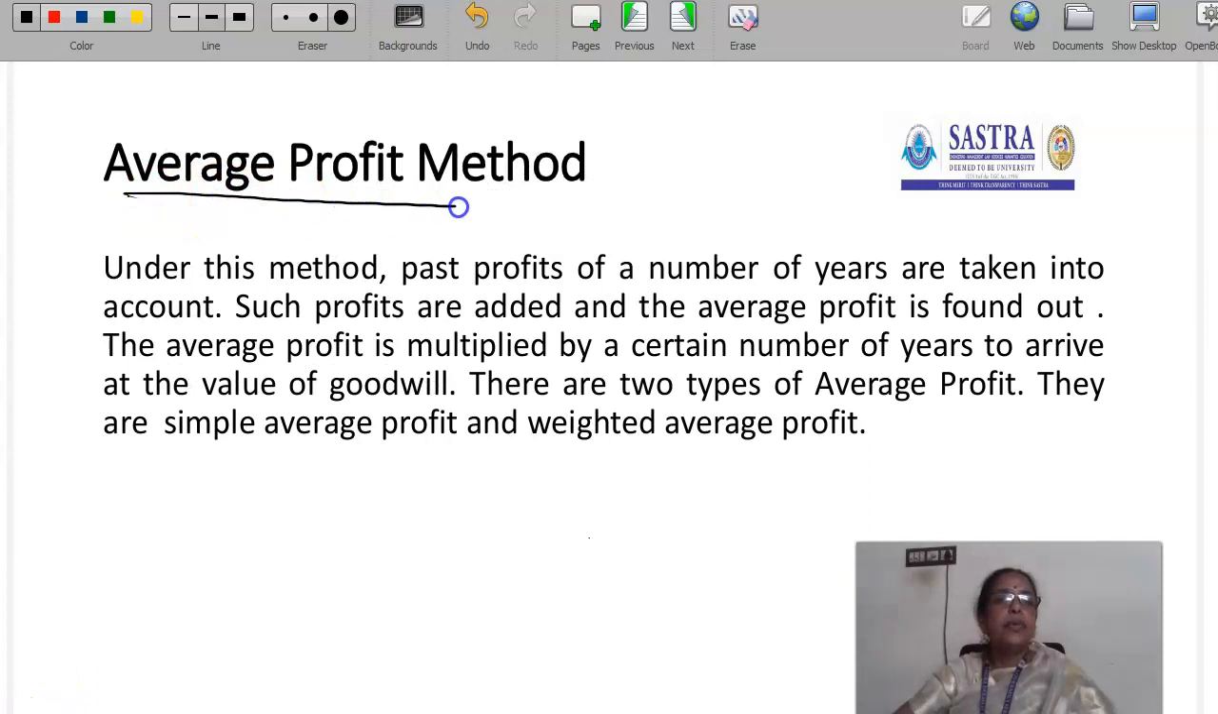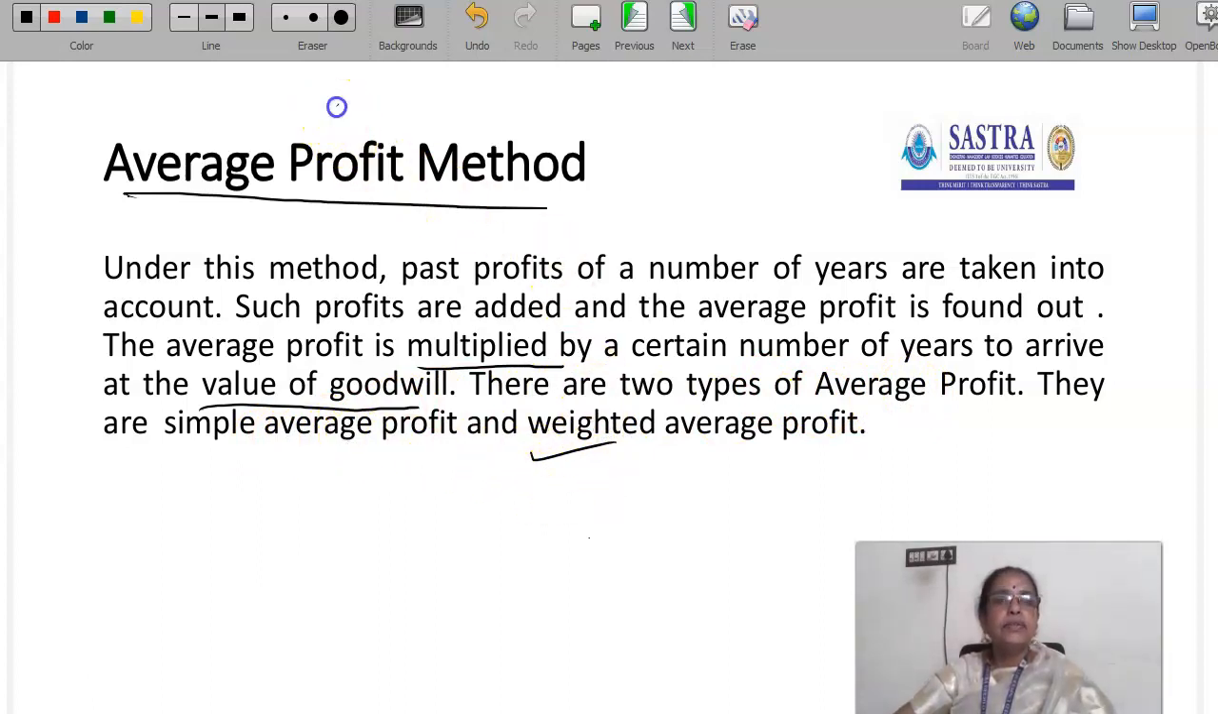First method is average profit method. Under this method, past profits of a number of years are taken into account. Such profits are added and the average profit is found out. The average profit is multiplied by a certain number of years to arrive at the value of goodwill. There are two types of average profit: simple average profit and weighted average profit.